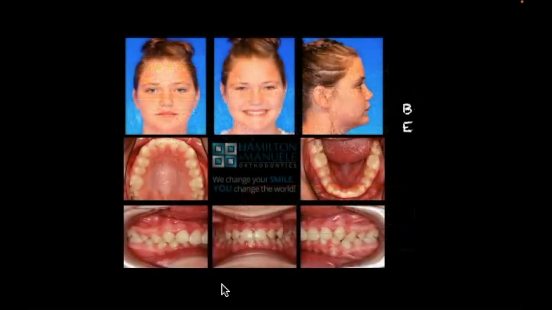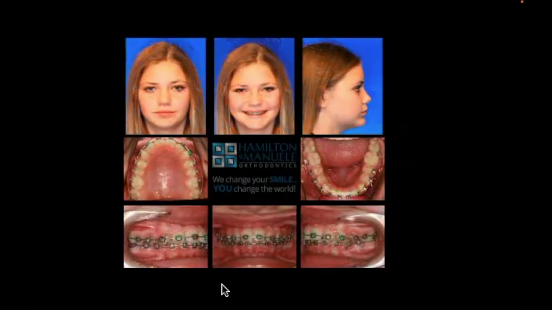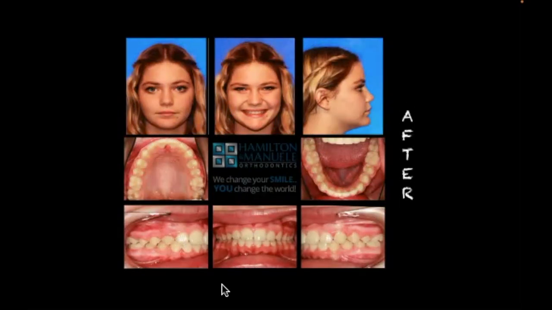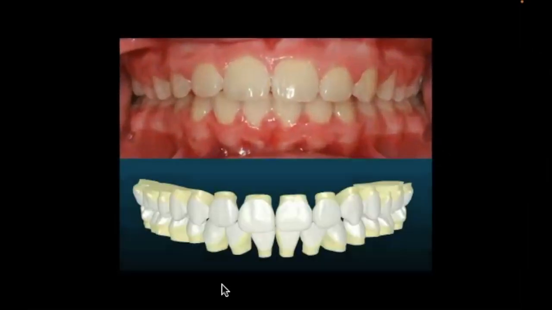We don't have to order them from the lab anymore. The idea is to get the brackets on the right spot. This system specifically even took into consideration torque. I don't think it's even around anymore. It's Insignia by Ormco.